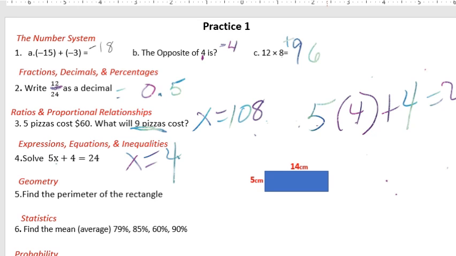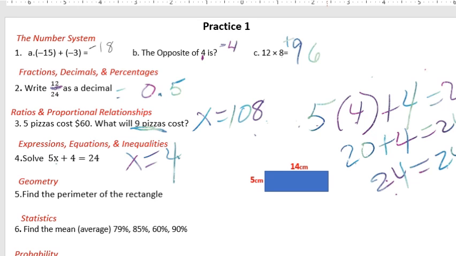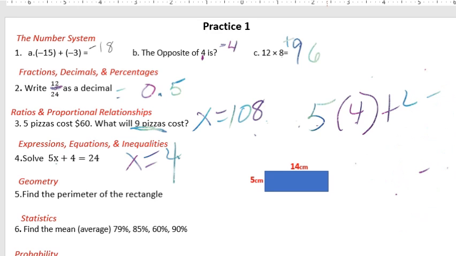So what is 5 times 4? Well, I know that's 20, and if I add 4 to it, 20 plus 4 is 24. So does that equal 24? Correct. Check. So we did the equation correctly. Again, if I'm going too fast, please just rewind and do it again.